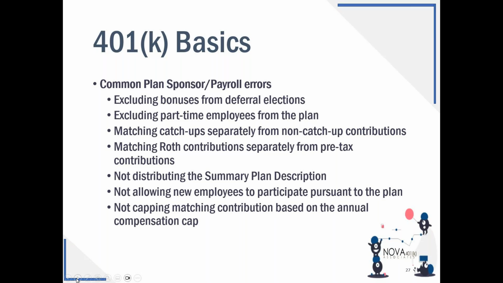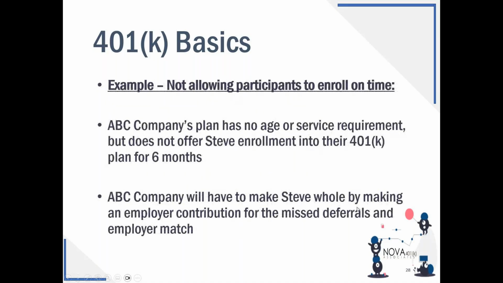So if you miss when someone should enter the plan and you didn't follow your plan's eligibility rules, you want to make sure you know when and how employees become eligible for the plan so that that doesn't happen. And also not capping matching contributions based on the annual compensation cap. And those last two, I'm going to go through in a little bit more detail to better explain.